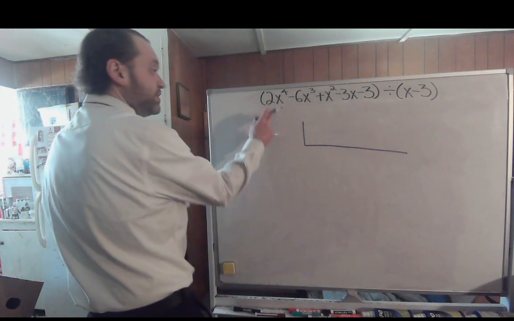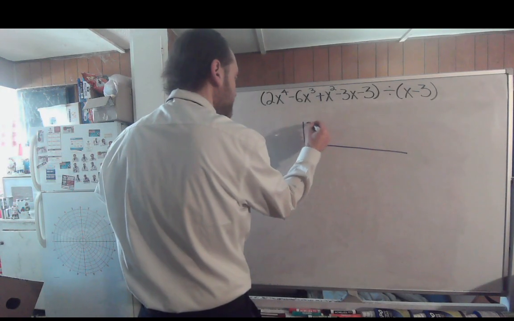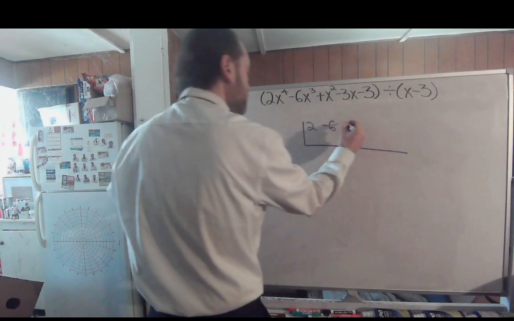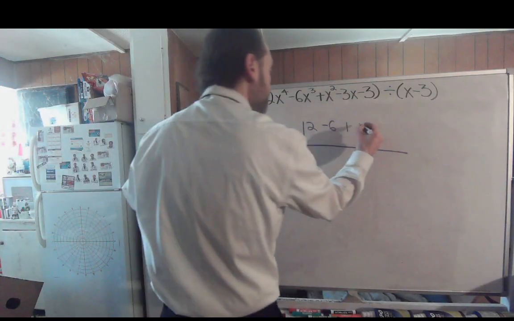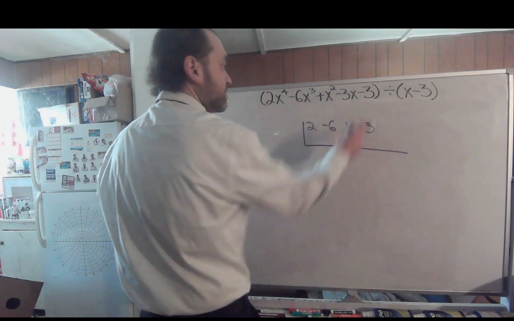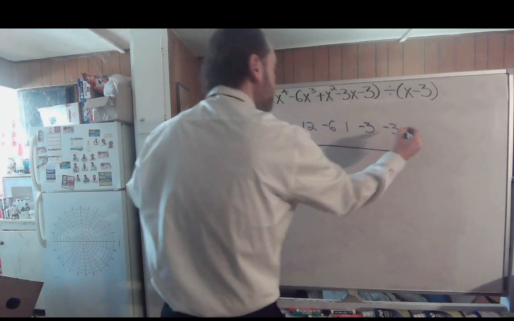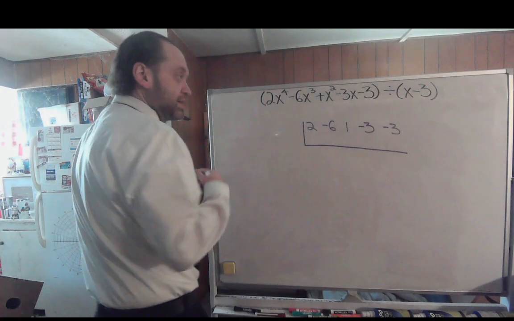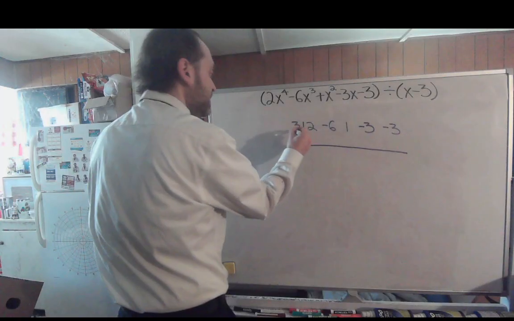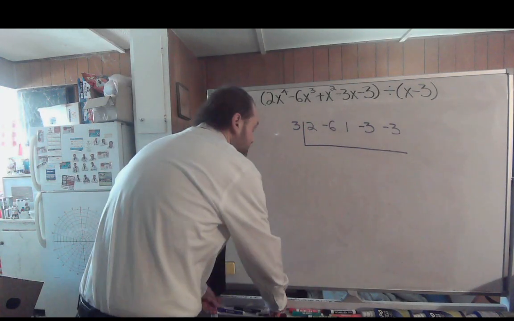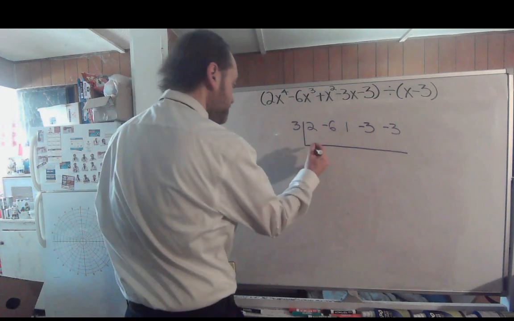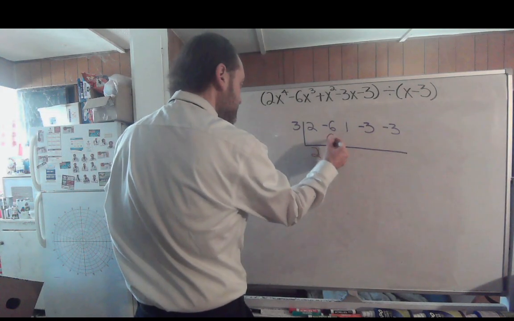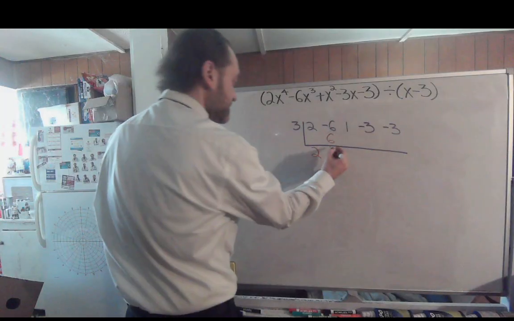So let's set this up again here. The coefficients of the polynomial: you have 2 for the x to the fourth, negative 6 for x to the third, 1 for the x squared, negative 3 for the x to the first, then your constant is negative 3. What are you dividing this by? Set x minus 3 equal to 0, you get x equal to 3. So you're going to divide all this by 3. Bring down that 2 from above. What is 3 times 2? That's going to be 6. Negative 6 plus 6 is 0.